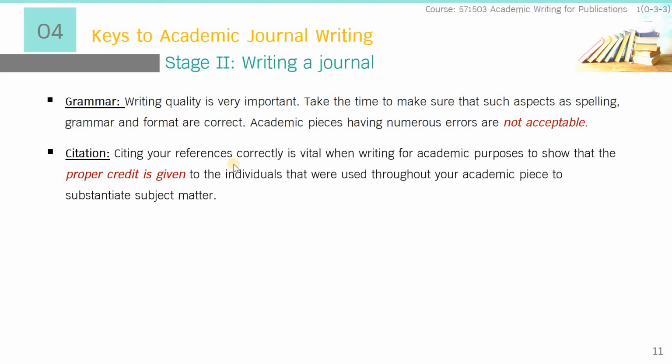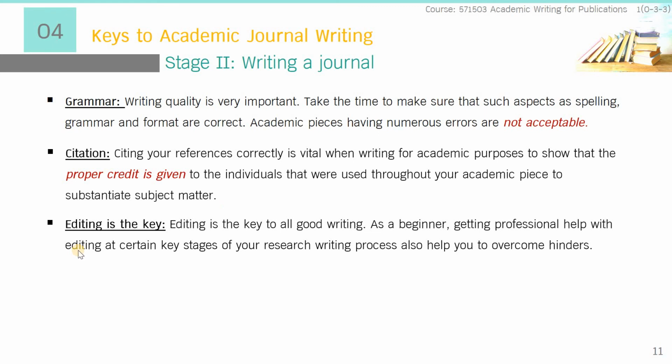The citing of your reference in a correct way is very important whenever you publish any work in a journal. The purpose of citation is to show that you care. You want to give proper credit to individual work that was used throughout your academic piece to substantiate your subject matter. And lastly, editing is the key to all good writing.